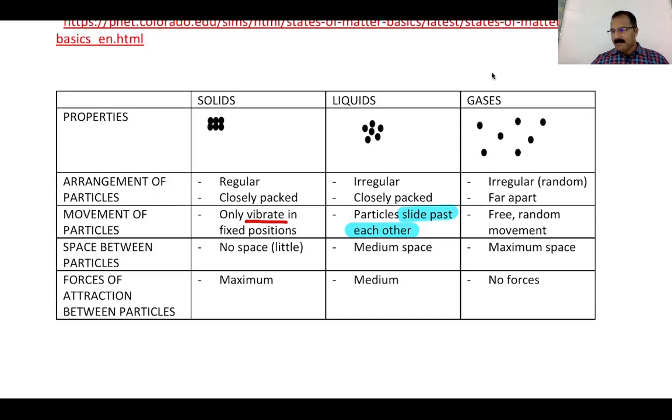Moving on to the next, that is gaseous state. The particles just have free random movement. Particles move freely, and that is a random movement of the particles.